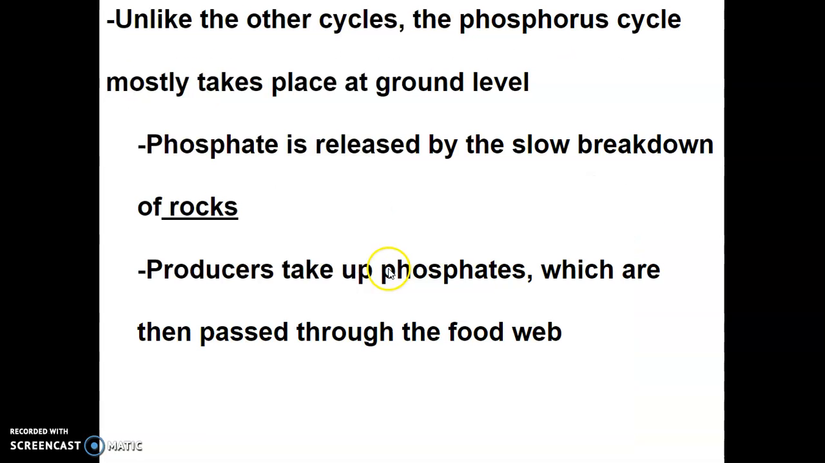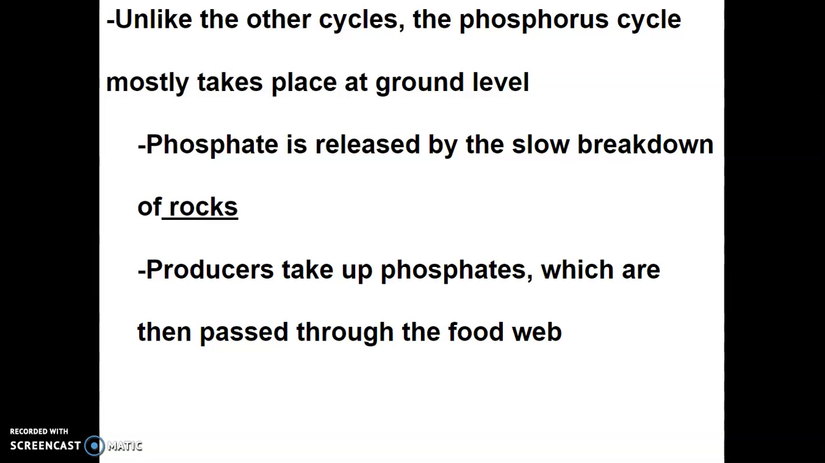This is a good little picture of phosphorus. Unlike the other cycles, like the water cycle and the oxygen and carbon cycle, where a large chunk of it takes place in the atmosphere, and then nitrogen, which takes place underground, the phosphorus cycle mostly takes place at ground level. So it's what's happening here on Earth.